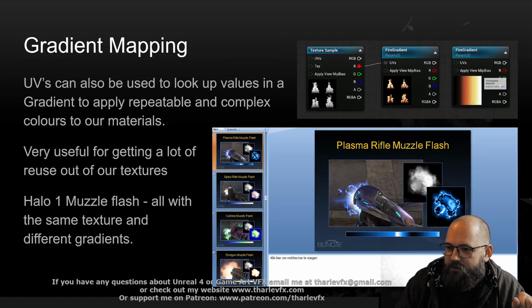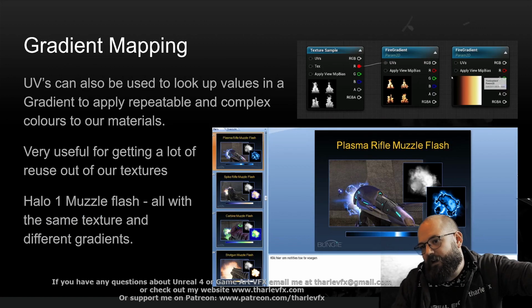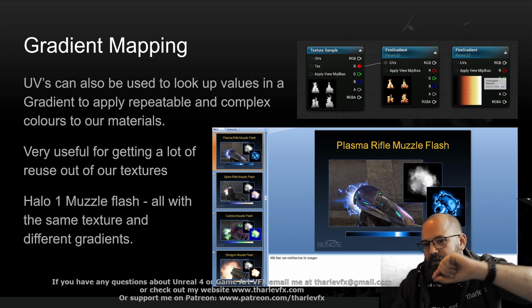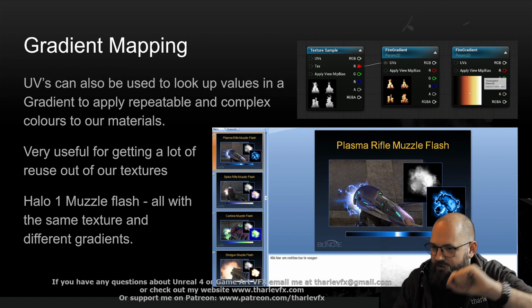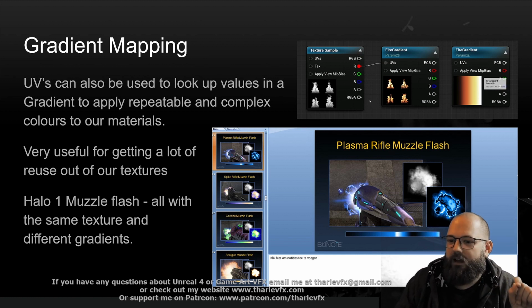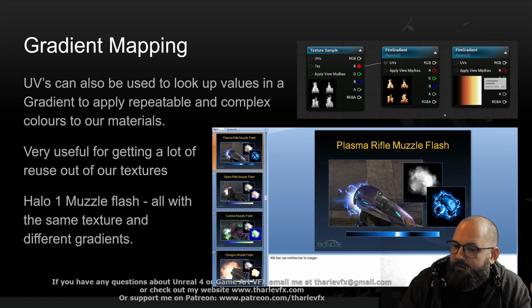Because our gradient is set up like this, we can have black at the top, white at the bottom, and so the grayscale values get mapped to the colours of the gradient. Hopefully that makes sense. It's incredibly powerful. You can do really optimal things with this.